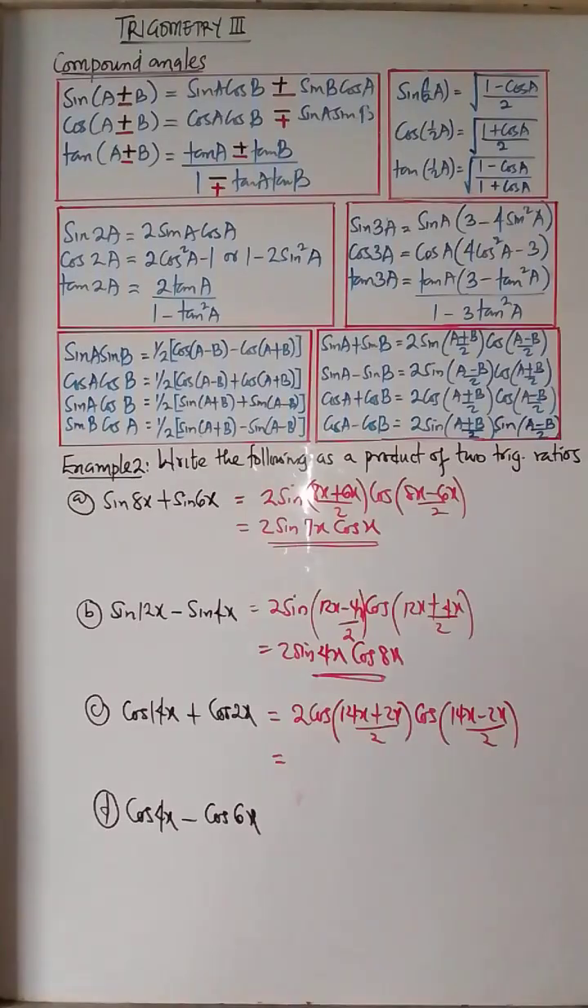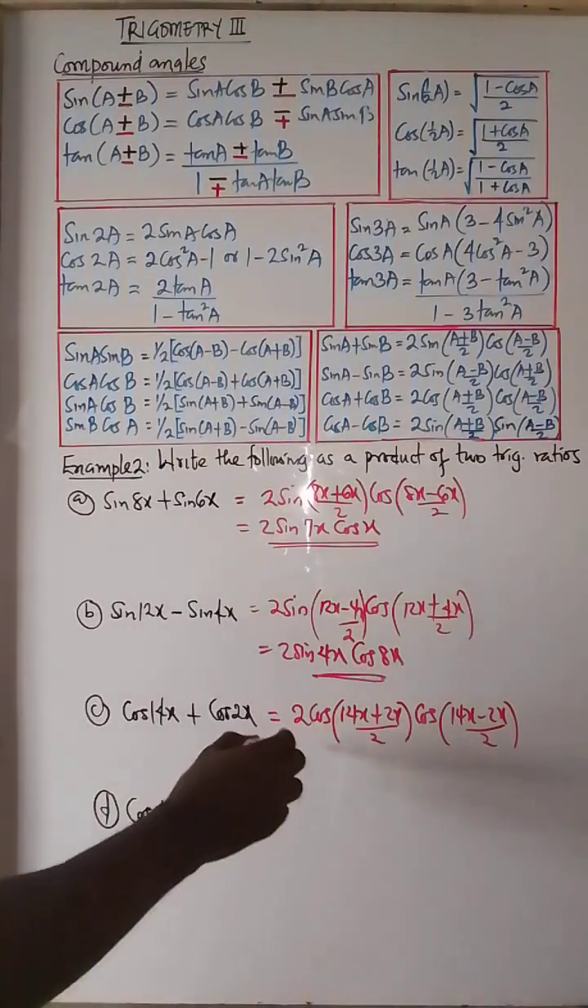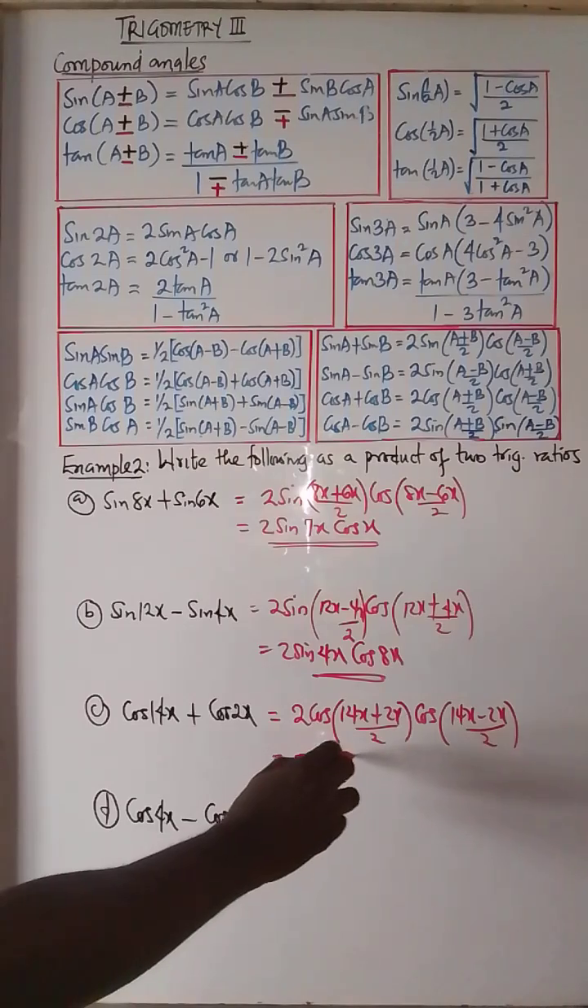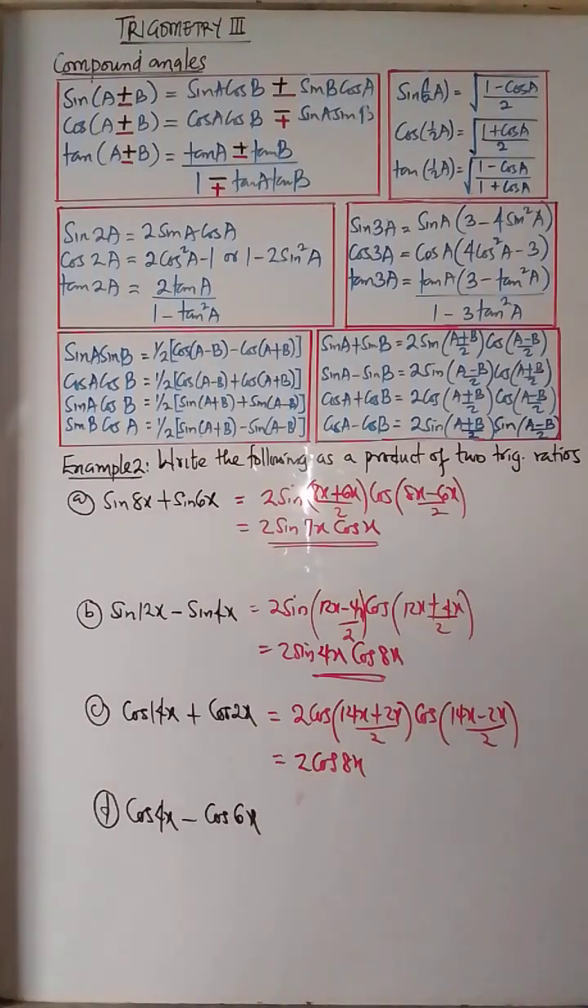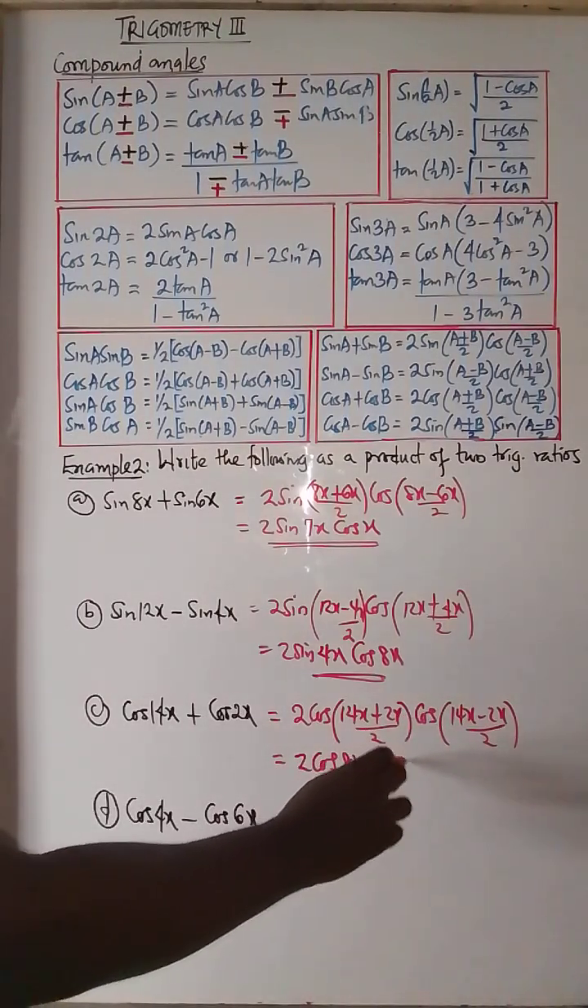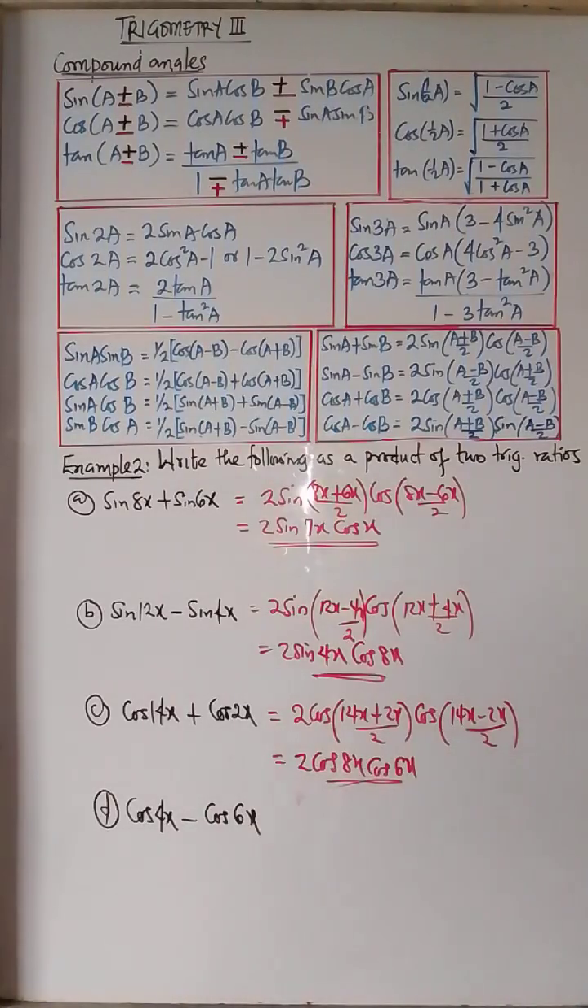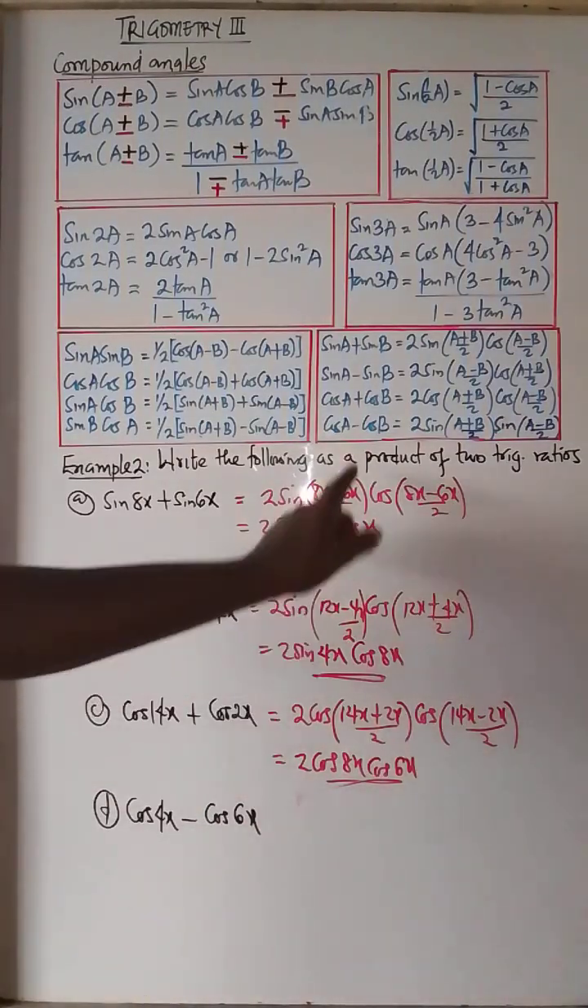So what are we going to have here? 40 plus 2 is 16 over 2, that's 8. So that's 2 cos 8x. 40 minus 2 is 12 over 2, 6, that's cos 6x. As simple as that. The next one, cos with negative, that's the last formula.